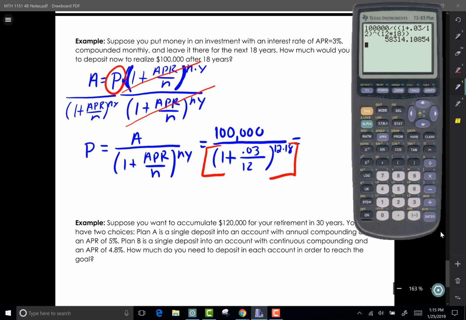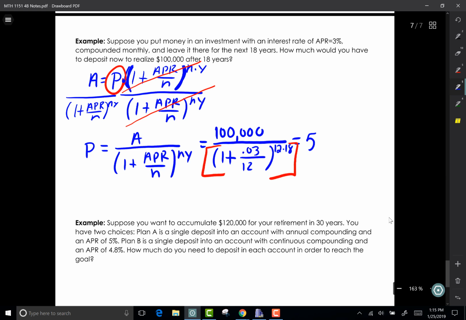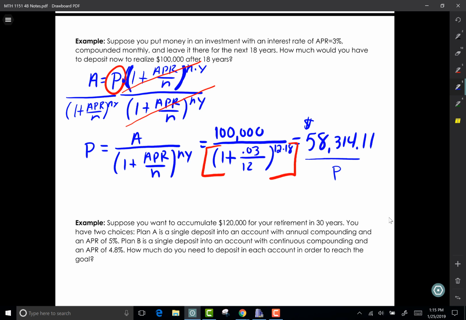I'm going to hit enter, and it's going to tell me 58,314 and 11 cents. So what this is saying is, remember, this was our P. If we want to have $100,000 in 18 years with an APR of 3% compounded monthly, we need to deposit right now $58,314.11. And that will give us the $100,000 in the future.